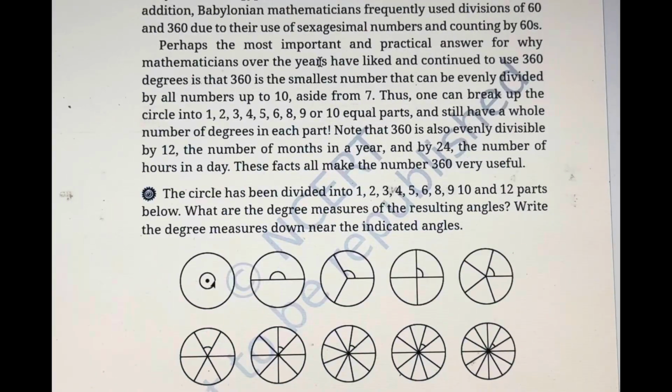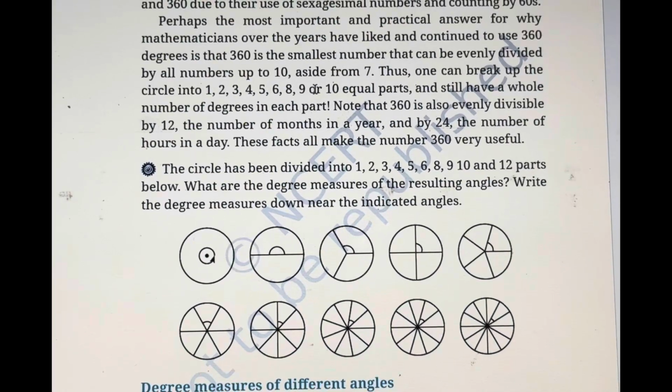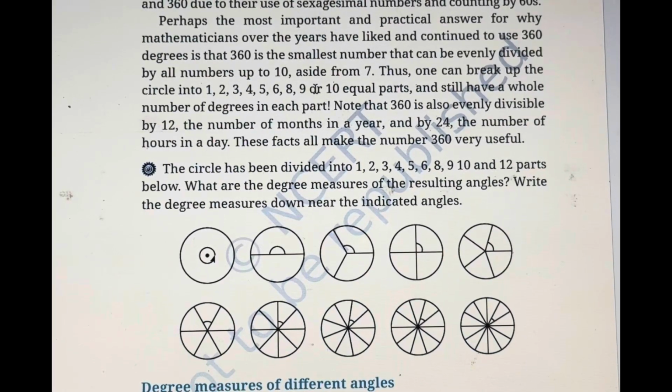Now, the most important and practical answer for why mathematicians over the years have liked and continued to use 360 degrees is that 360 is divisible by all the numbers 1, 2, 3, 4, 5, 6, 8, 9, 10, just leaving 7. Only 7 is not there. And still you have a whole number of degrees in each part. Not only that, it is also divisible by 12. Now, how many months are there in a year? 12 months. So it is also divisible by 12. 360 is also divisible by 24. In a day, there are 24 hours. So this is a more mathematical or scientific reason behind why we use 360 degrees as a full turn, right? So these are some facts.